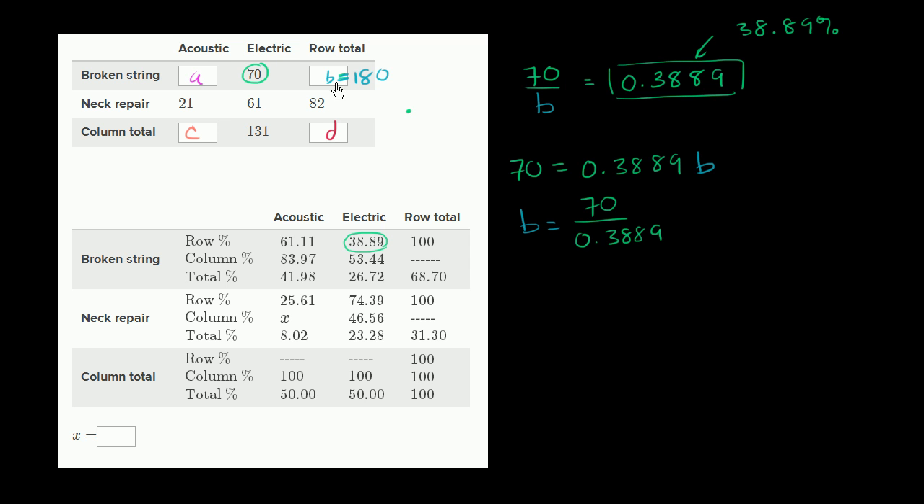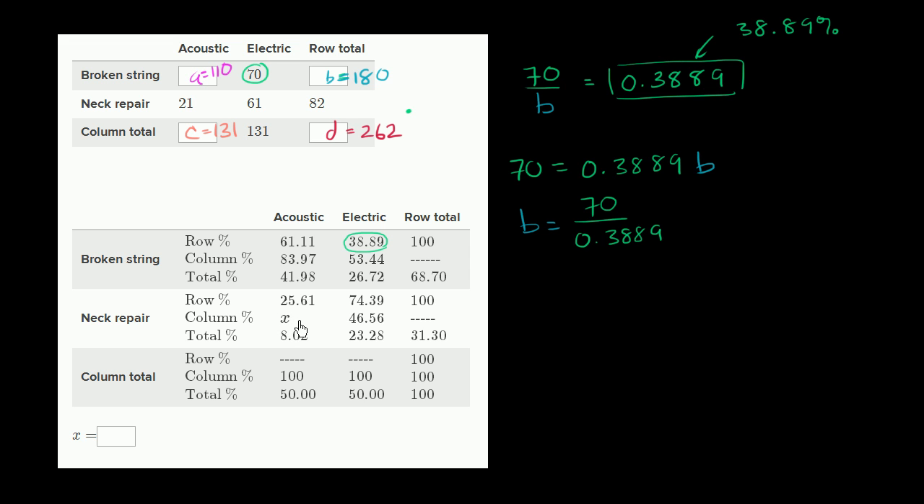Well, if B is equal to 180, we know that A plus 70 is equal to 180. So A must be 110. 180 minus 70 is 110. And now we can figure out C. C is going to be 110 plus 21, which is 131. And then finally, D is just 180 plus 82, which is equal to 262. So all we have to do now is figure out what x is.